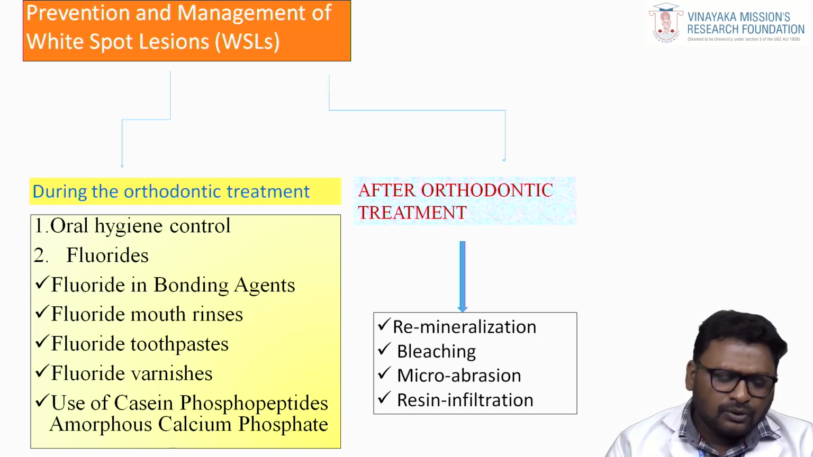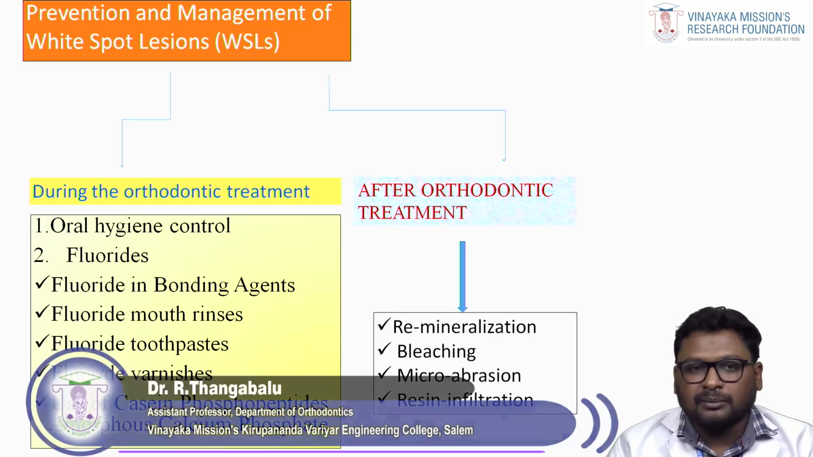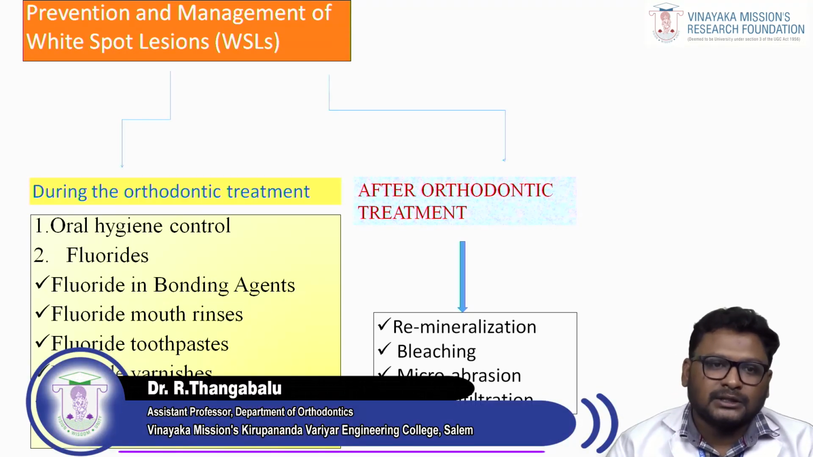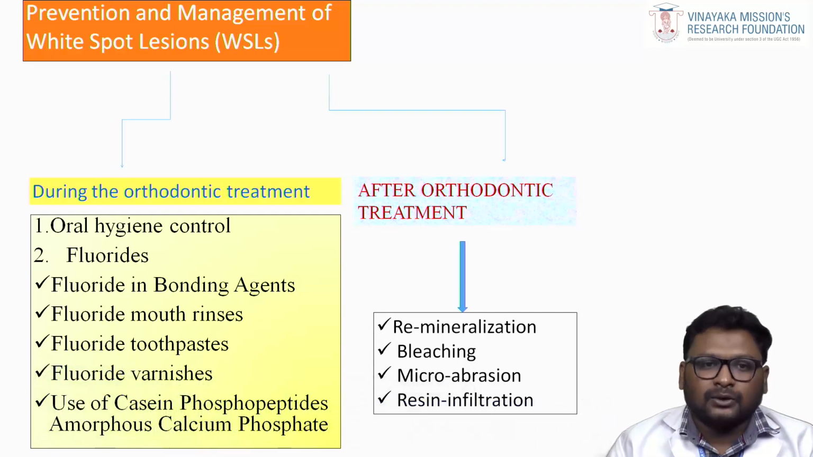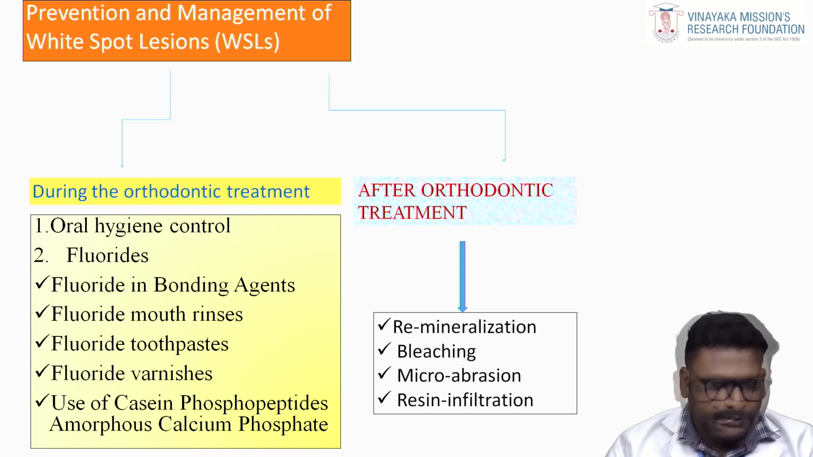So first one is during orthodontic treatment. Once the patient comes, we are going to start orthodontic treatment, fixed appliance therapy. They are going to wear the fixed appliance for 1.5 years, 2 years. What are the instructions, what are the preventive measures we are going to take? First we are going to see the preventive measures. The first one is maintenance of proper oral hygiene, and the second one is the fluoridated products. We will discuss heading by heading later.